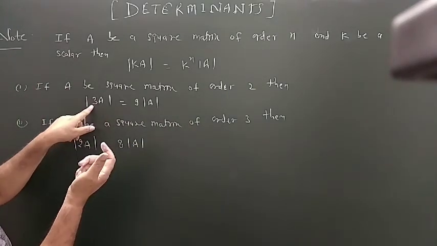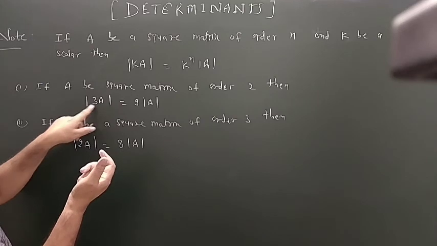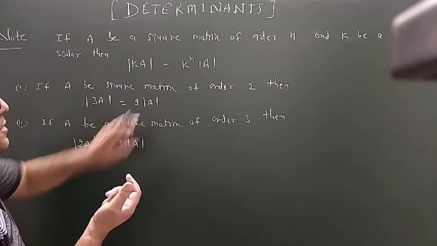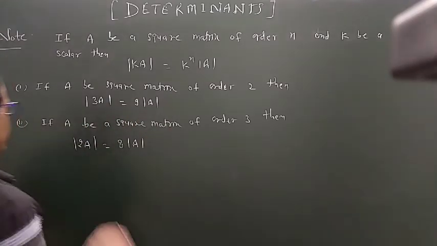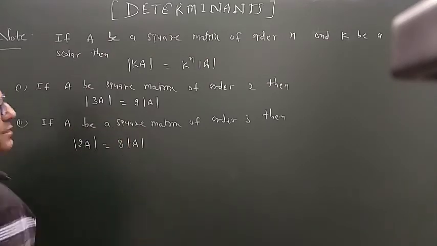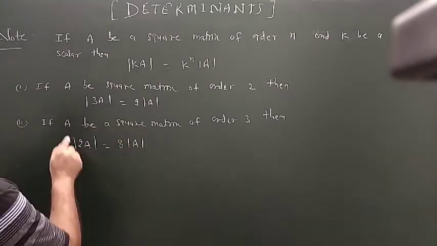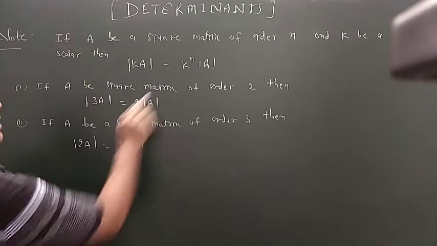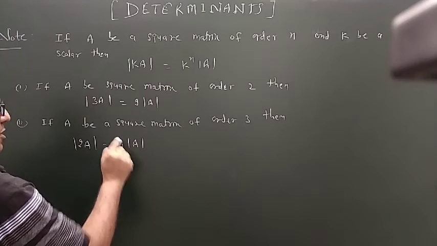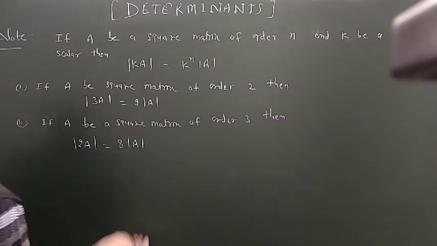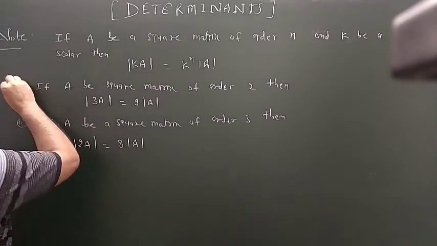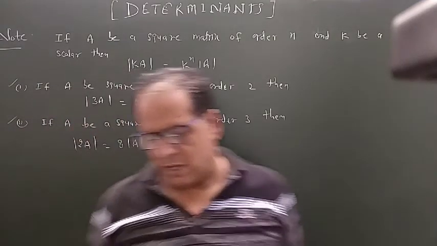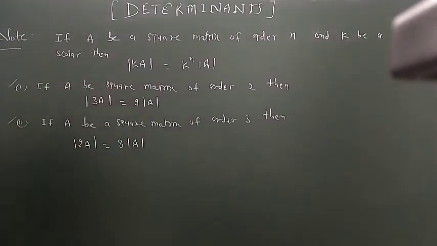That is, if A be a square matrix of order 2, then for the scalar 3, which may be any number, determinant of 3A can be expressed as 3 square determinant A, that means 9 determinant A. Similarly, if A be a square matrix of order 3, then determinant of 2A can be written as 2 to the power 3, that means 8 determinant A. So these are some important properties that can be used in your MCQ questions whenever you solve the question.